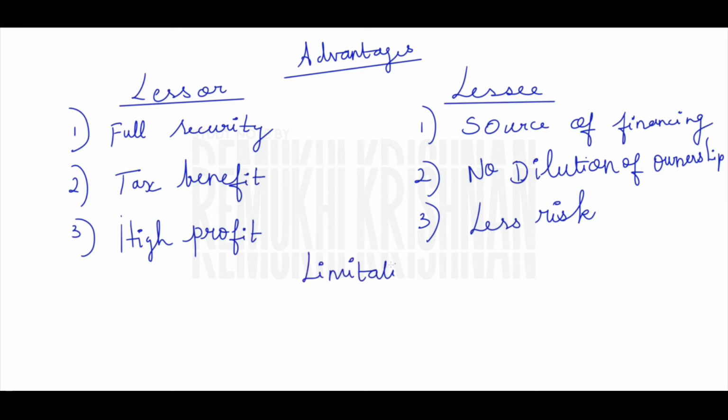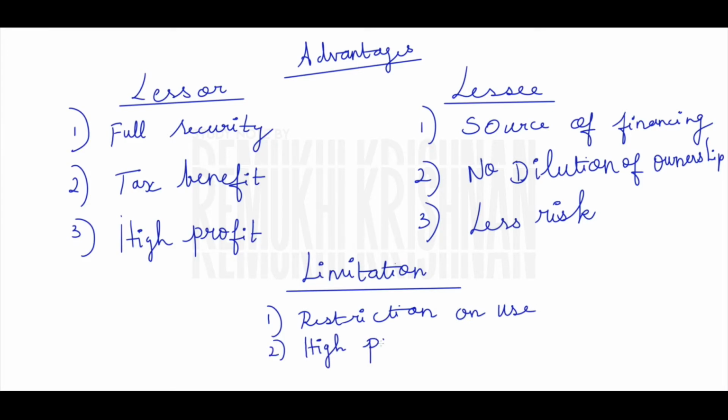And what about the limitations? Most of the limitations, if you see, are faced by the lessee. One limitation is the restriction to use the asset. There will be certain conditions that come with the agreement that this particular asset is to be used in this manner, so the lessee cannot use the asset as he wishes. So there is a limitation to use the asset. There is a high payout. Since in finance lease the fair value of the asset is recovered in the initial payment itself, there will be a high payout for the lessee, whereas there will be high profit for the lessor. And finally, there is no ownership. So these are some of the limitations, mostly from the point of view of the lessee.